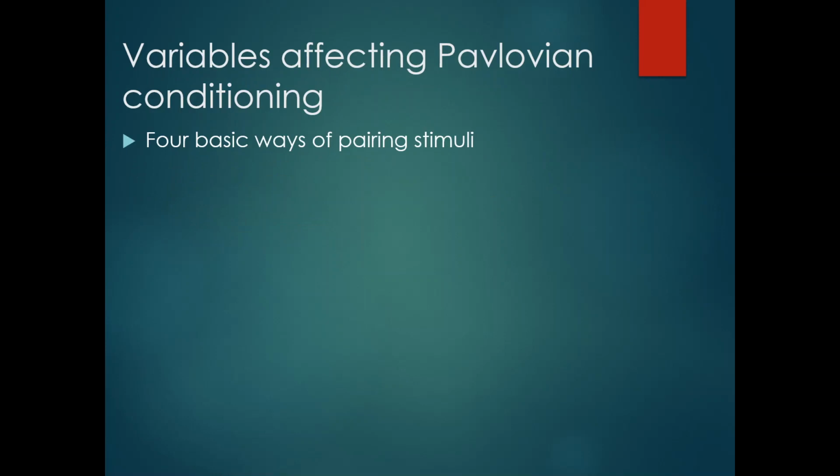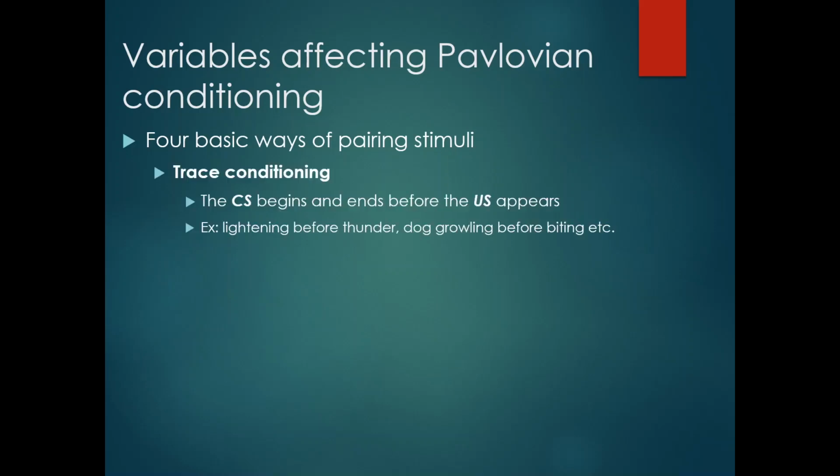That being said, there are 4 basic methods or ways of pairing a stimuli in terms of when the neutral stimulus and when the unconditioned stimuli are presented into the environment. The first one is called trace conditioning, and this is when the conditioned stimulus begins and ends before the unconditioned stimulus appears. So for example, lightning happens, and then a few seconds later, we hear thunder. That would be trace conditioning, with thunder being the unconditioned stimulus and lightning being the conditioned stimulus.